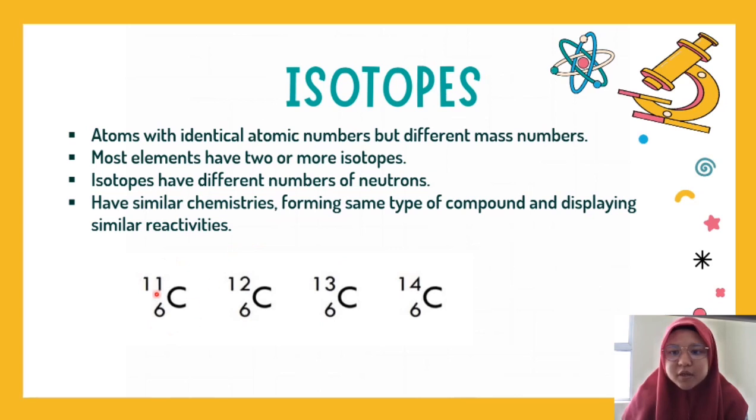We have the element carbon, and as you can see here, the carbon isotopes have identical atomic numbers. They have the same atomic numbers, but they have different mass numbers.